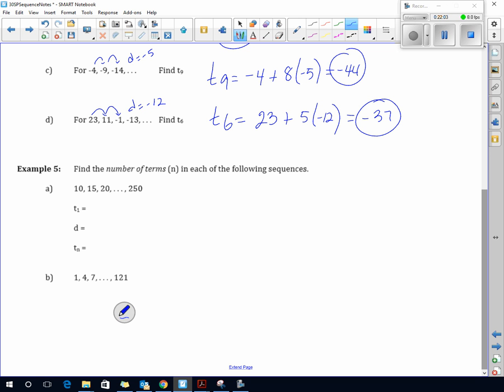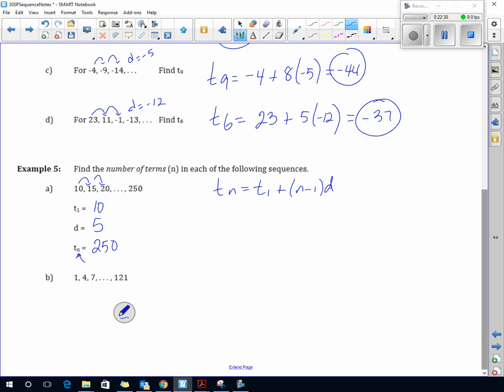So what's term 1? 10. What's the common difference? Yeah, 5. And the last term, Tn, is 250. So we don't know what n is. That's our problem. So I'm going to sub it into the formula. Tn equals term 1 plus n minus 1 times d. So 250 equals the first term, which is 10. Do you see? Tn is 250, yes?